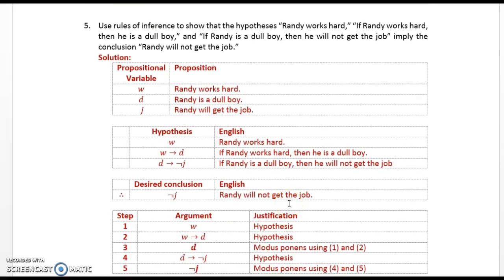5. Use rules of inference to show that the hypotheses, Randy works hard. If Randy works hard, he is a dull boy. If Randy's a dull boy, then he will not get the job. Imply the conclusion, Randy will not get the job.